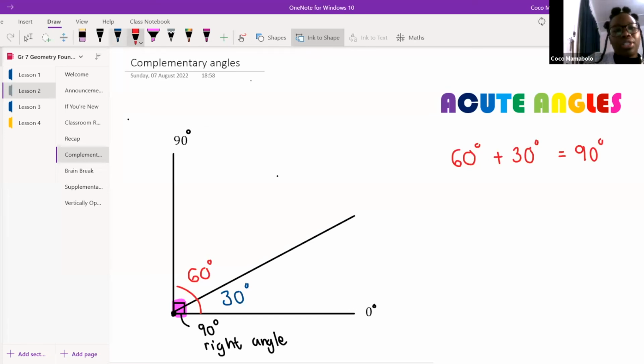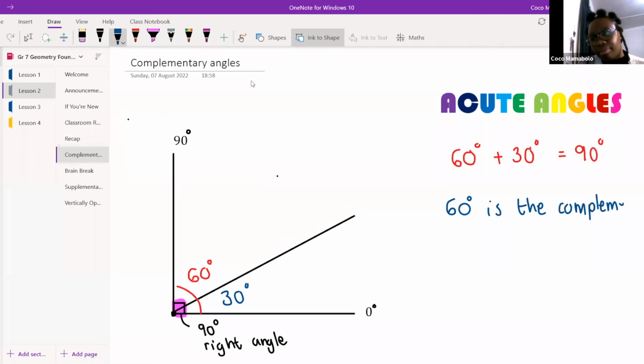And then what I'm going to say is that 60 degrees is the complement of 30 degrees. Okay. And now I want you to take this one down. You've got 45 seconds. Go.